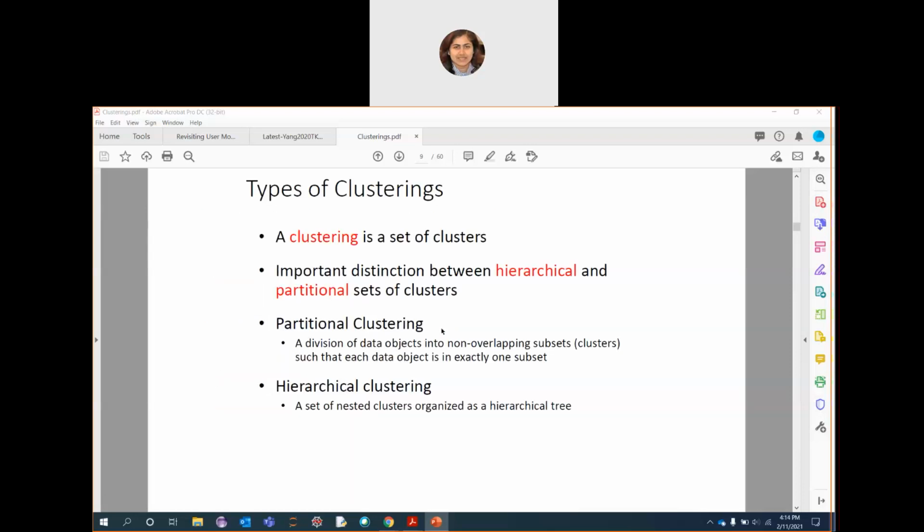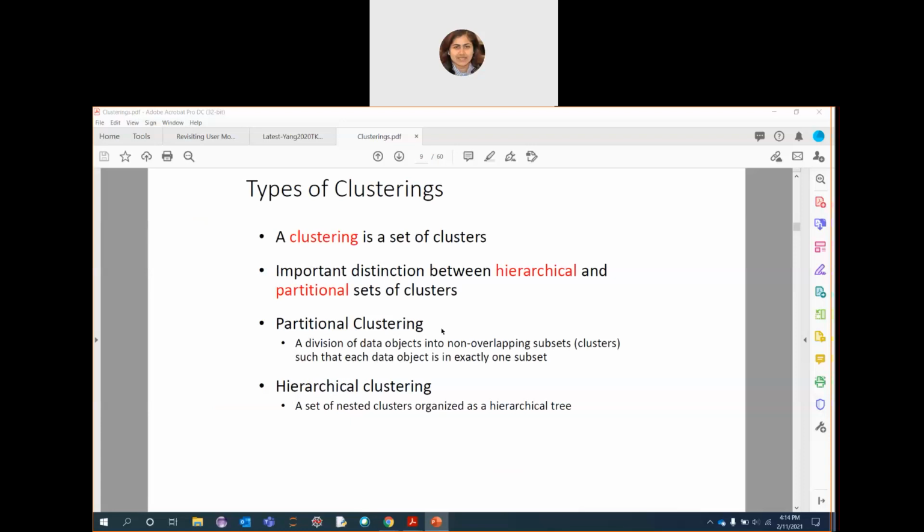Then types of clustering. A clustering is a set of clusters. So if you have a set of clusters for a given data set, then you will apply the clustering approach on it.